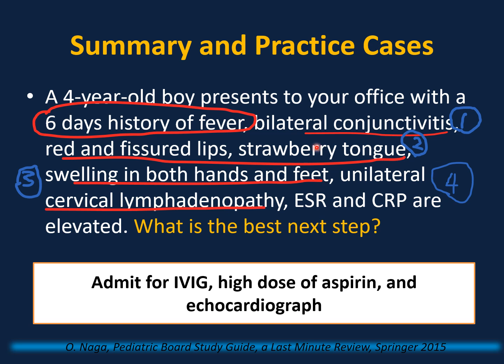So we have 4 criteria plus 5 days of fever. This is a diagnosis of Kawasaki disease, plus ESR and CRP are elevated. So the best next step is to do IVIG, high dose of aspirin, and echocardiograph.